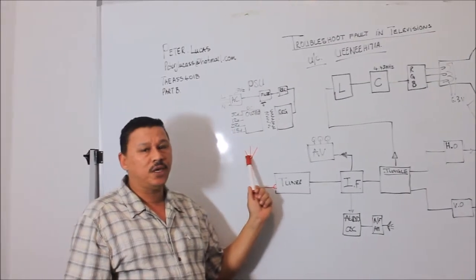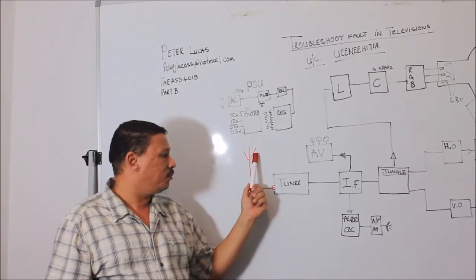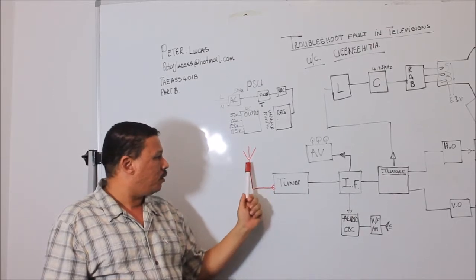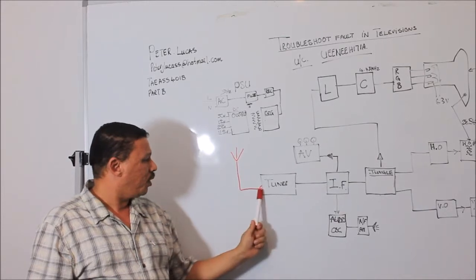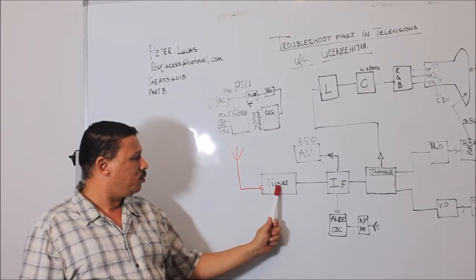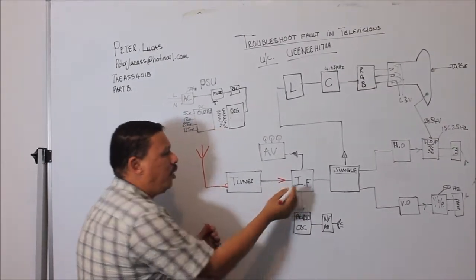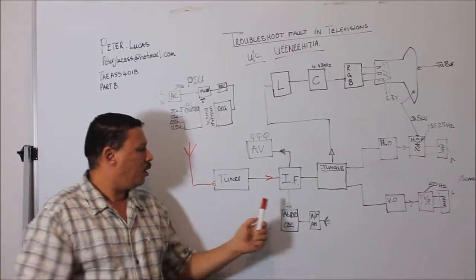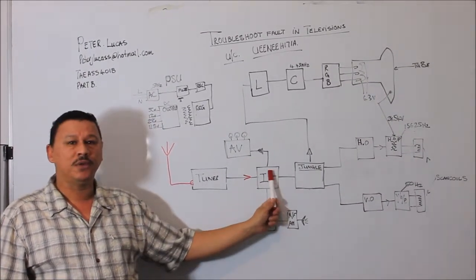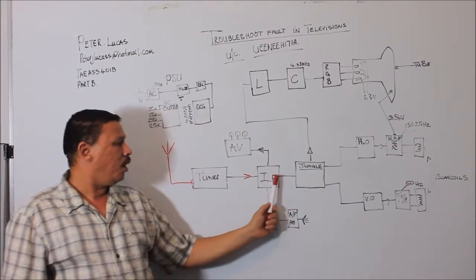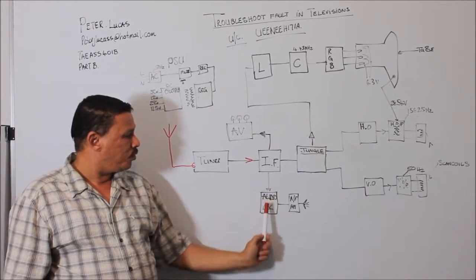Normally your antenna would be a UHF antenna or a VHF antenna, and that's a 75 ohm impedance cable that brings it down into the tuner. From the tuner, we go into the IF stage, which is the intermediate frequency stage, and this is where it becomes very interesting. Out of the IF stage, we get quite a few different outputs.